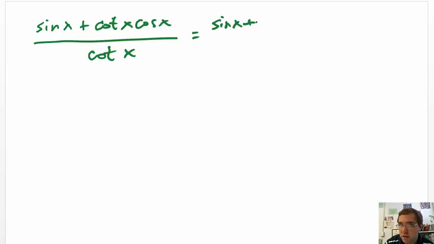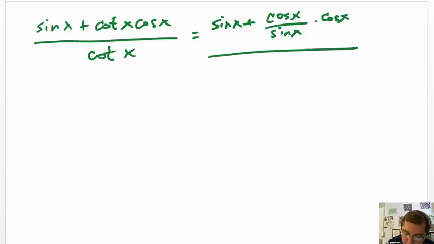The tangent of x is sine of x over cosine of x, right? So the cotangent is just the reciprocal of tangent. We know that, right? The reciprocal of tangent would be cosine over sine, cosine of x over sine of x. So let's rewrite the cotangent of x as cosine of x over sine of x. I'll do that in both places where I see a cotangent.